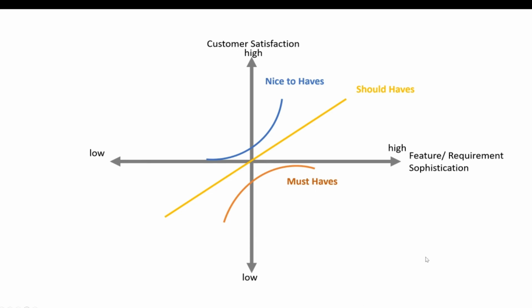As you see, must-haves, as mentioned, don't create any satisfaction, but if they're not there, they create dissatisfaction. Should-haves are linear. If they're there, the customer is happy. If they're not there, the customer is not happy. And nice-to-haves are the opposite of must-haves, the lowest priority. So if they are not there, not an issue. If they are there, your customer becomes happy.